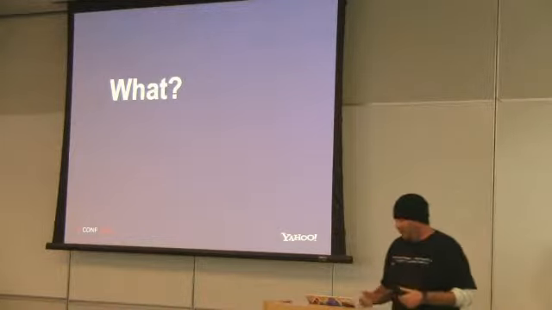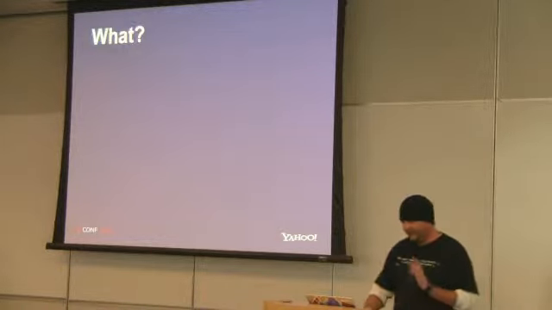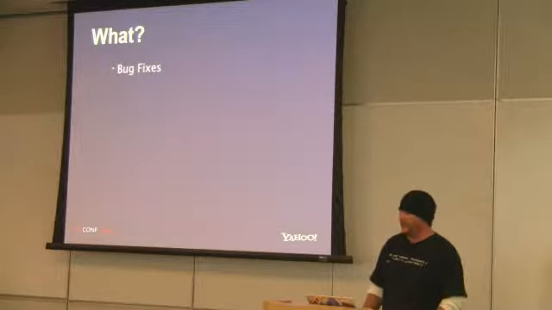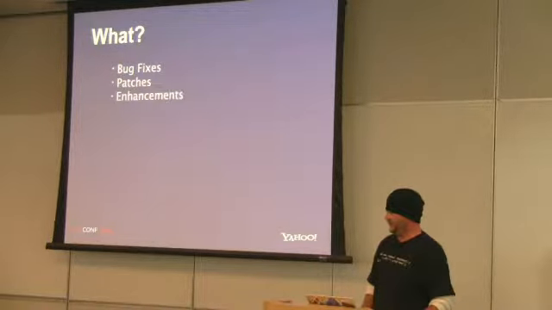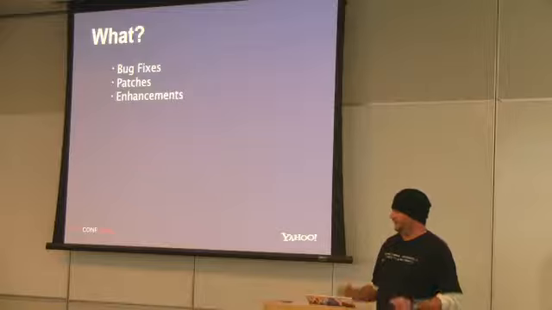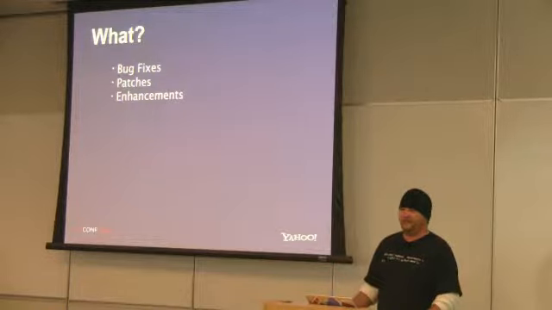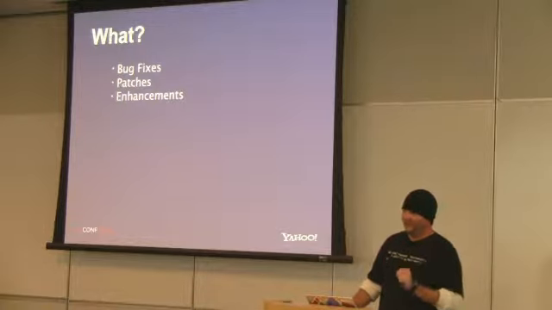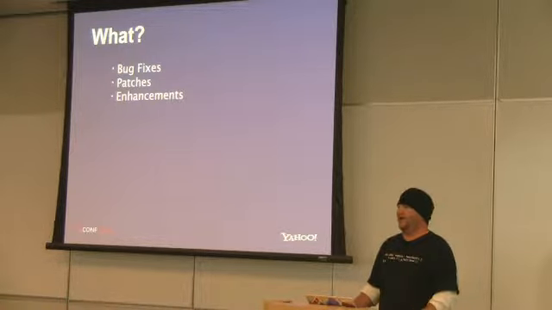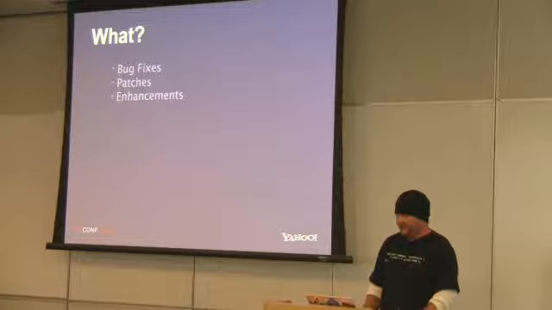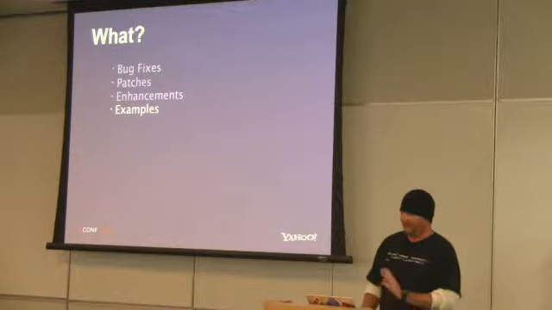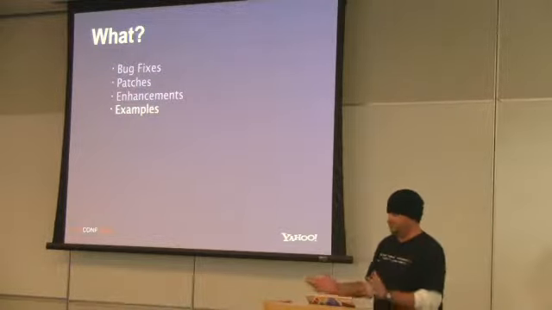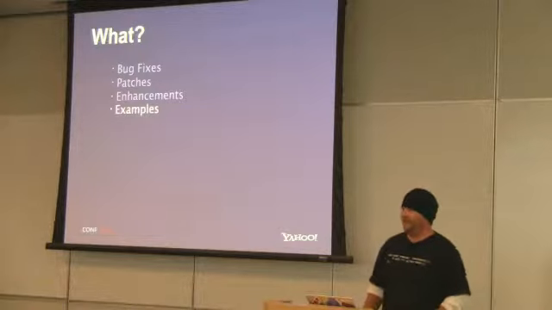So most people think that contributing to an open source project is all about bug fixes, patches, and enhancements. That's not it. Not everybody writes code. Not everybody writes really good, rock solid, really fast code. Not everybody can do that. But you can make an example. If you've got some really cool way of doing something, why not make an example? Let everybody else see it.